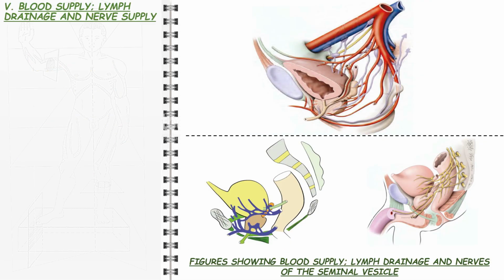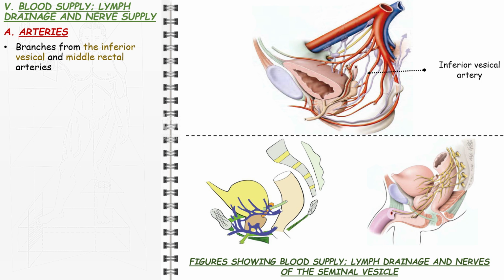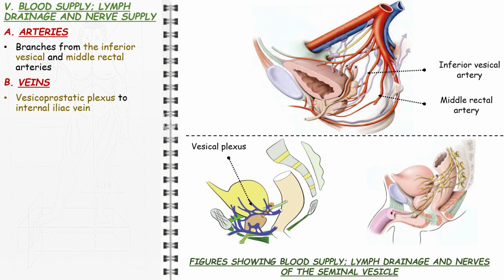The arteries of the seminal vesicle are branches from the inferior vesical and middle rectal arteries. The veins of the seminal vesicle drain into the vesicoprostatic plexus that flows into the internal iliac vein. The lymphatics of the seminal vesicle drain into the internal and external iliac, obturator and sacral nodes.